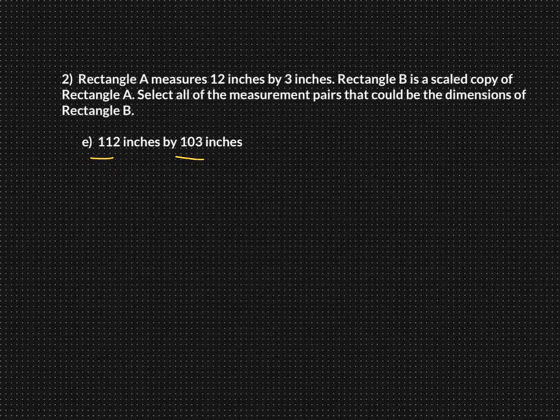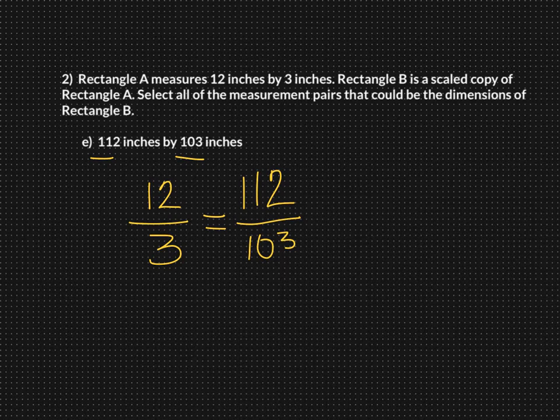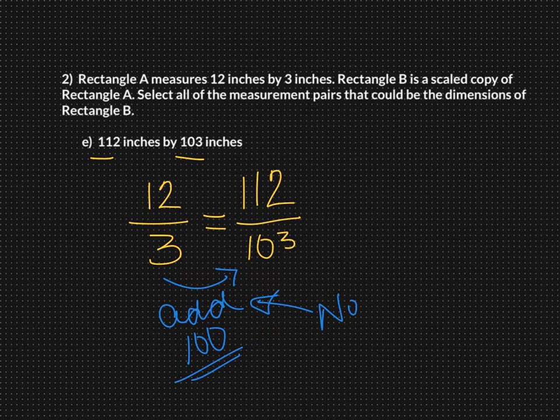The next one, I'm going to use my 12 and my 3 because I see those familiar numbers in there. And I think it becomes pretty obvious as I write these that what they did here was to add 100 to top and bottom. If we added, this is not how we scale or use a scale factor. So therefore, this is also not a scaled copy.